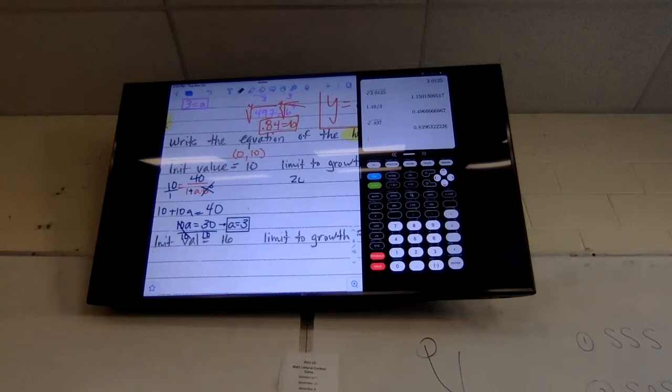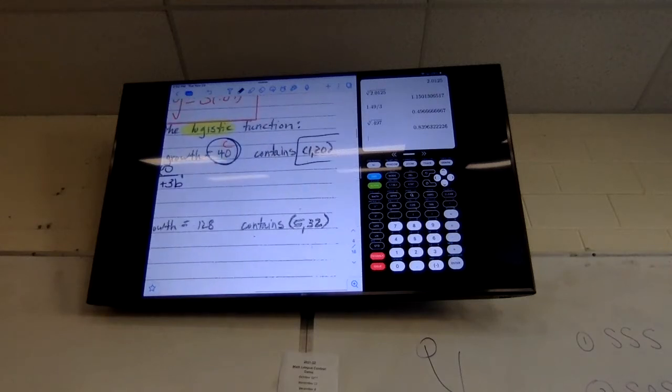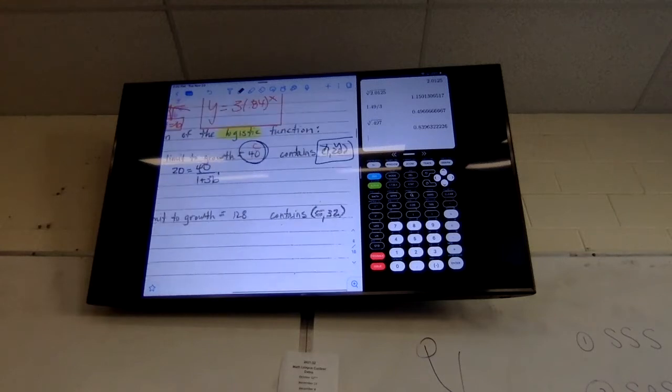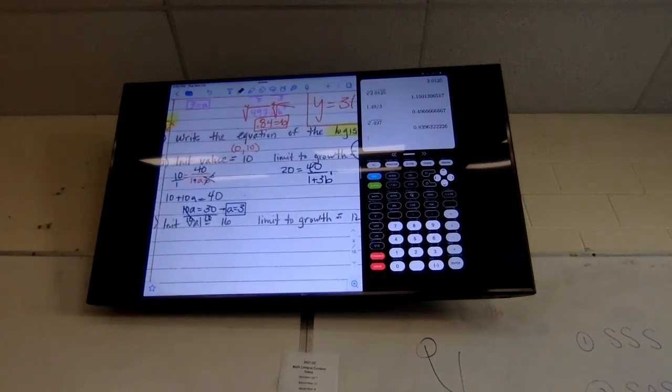So my Y is 20, my limit to growth is 40. I've got 1 plus 3 times B, and it's raised to the second, oh no, sorry, the first power. 20 was this point that was given to me, and that's my X. Now since I found A, I need to find B, and so I'm using that new point. So we're setting it up all over again with a new point for my X and Y.